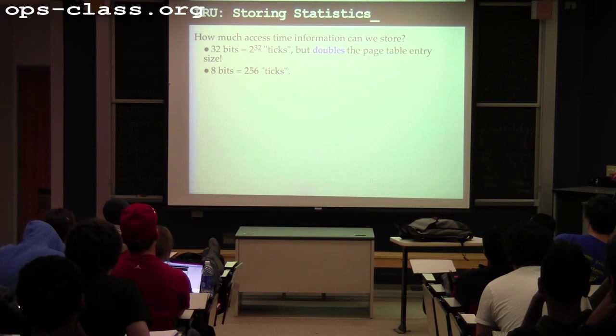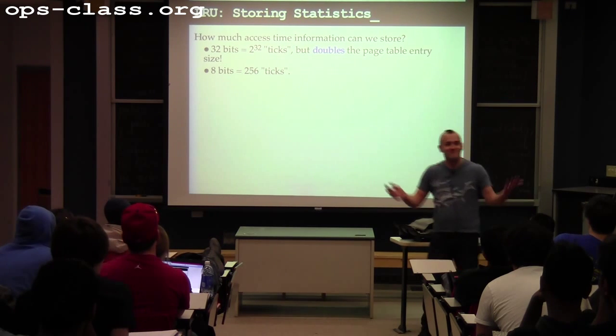If I get 8 bits, then I get 256 ticks, maybe that's enough, right? I think, how many bits do we have left when we finished before? It was like 6? Okay, so now I can do like 64. Yeah, that's not too bad.